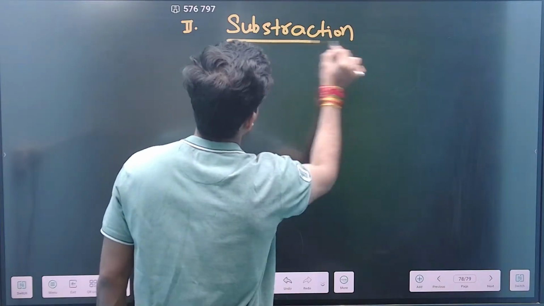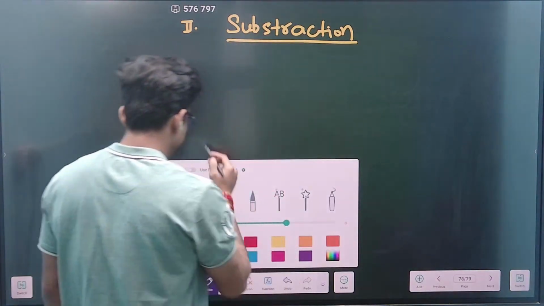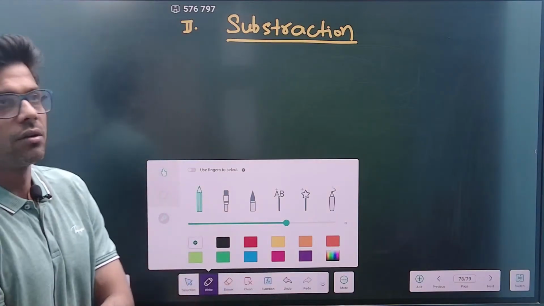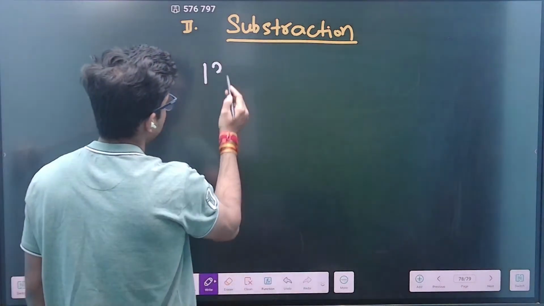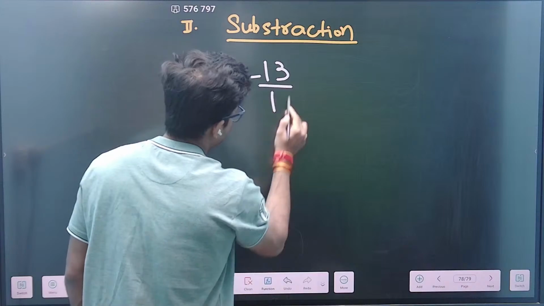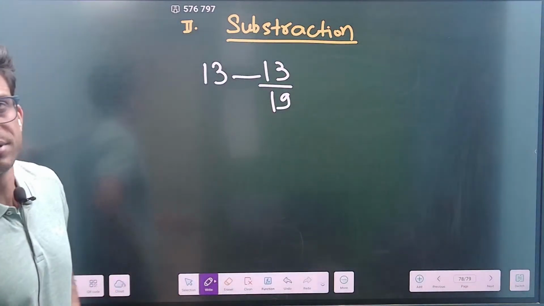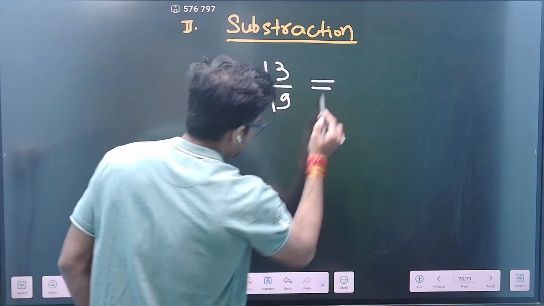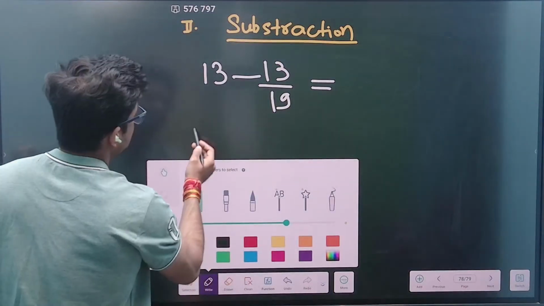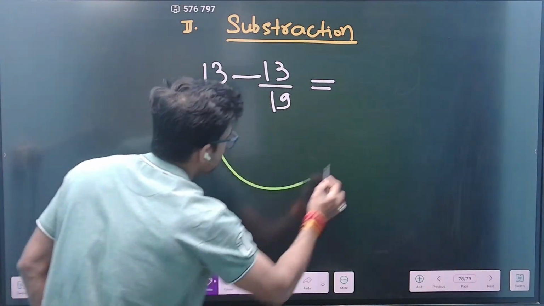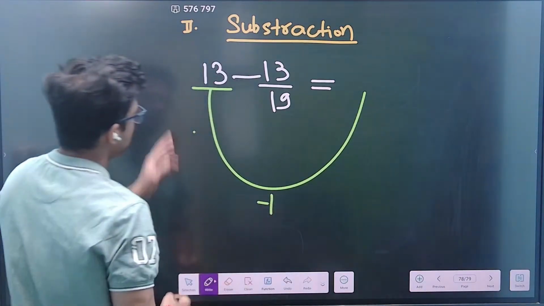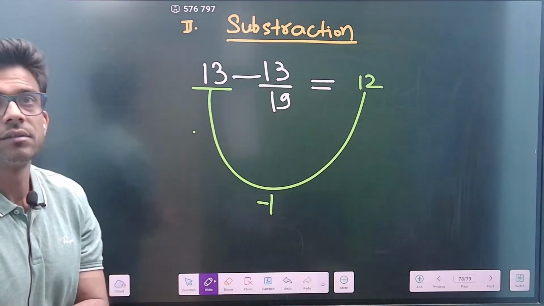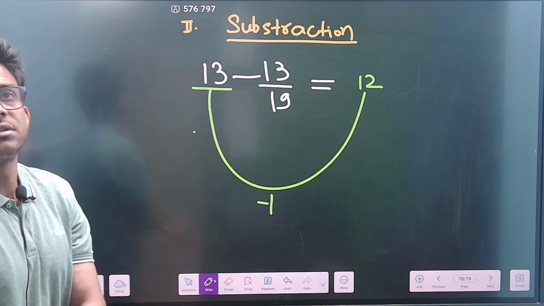Now what should be the subtractions in this case? So let's understand how we can subtract. Suppose I take a number like 13 minus 13 by 19. Again, I would say this is the old school method. What you need to do, see, this is a very quick method. Make this one less, minus 1, which means 12. I hope this is clear to all of you.